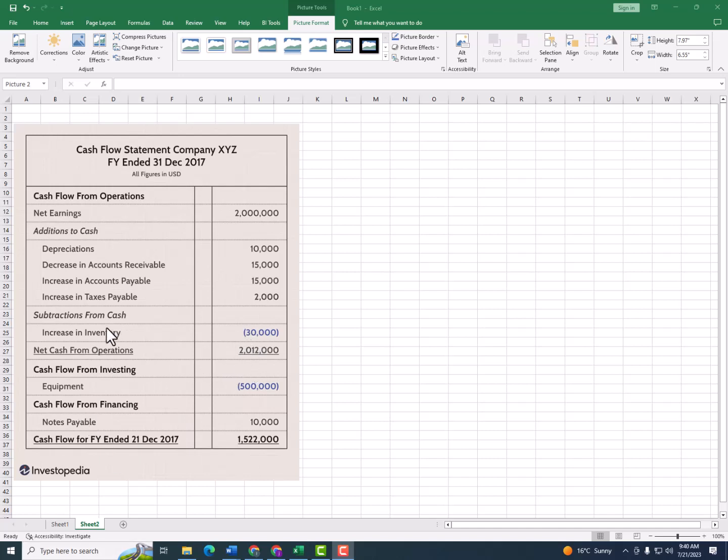We also have cash from investing. Now, this includes the accumulation of non-current assets. When you buy a non-current asset such as equipment, in this example, cash flows out and therefore you subtract it.